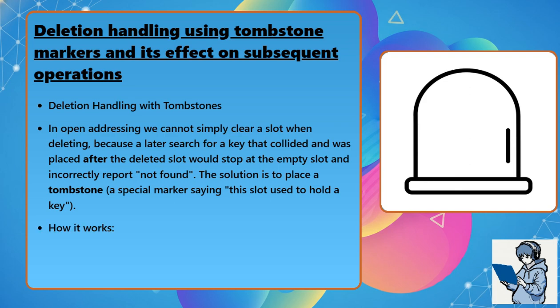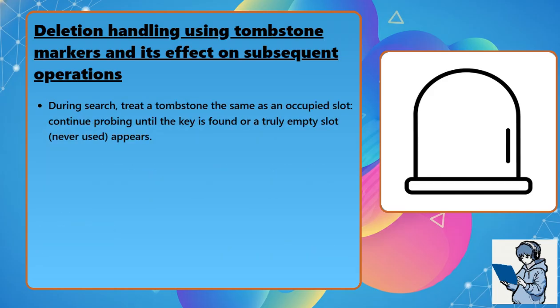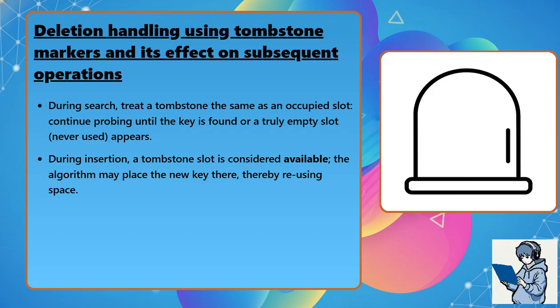How it works: when deleting K, replace its entry with a tombstone value, the tombstone symbol. During search, treat a tombstone the same as an occupied slot. Continue probing until the key is found or a truly empty slot, never used, appears. During insertion, a tombstone slot is considered available. The algorithm may place the new key there, thereby reusing space.